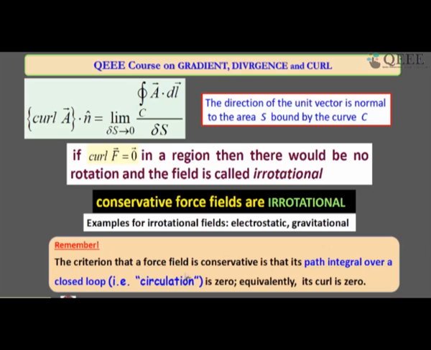The criterion that a force field is conservative is that the path integral over a closed loop is 0. Equivalently, the curl is 0 at that point. That's what we just said.